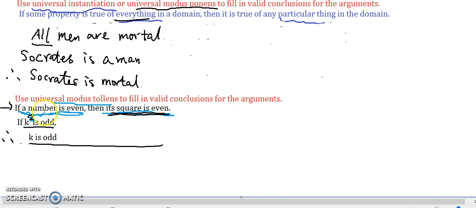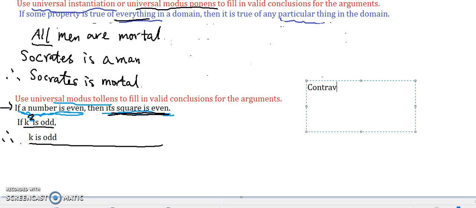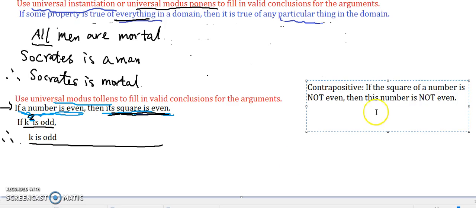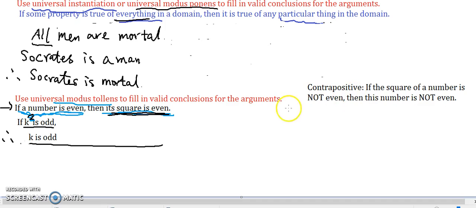If we have a conditional statement like this, if a number is even, then its square is even, and we think about the contrapositive statement, it's saying if the square of a number is not even, so we negate the conclusion, then this number is not even. And we know not even pretty much means it's odd, because any integer is either even or odd. So this means odd, and this also means odd.